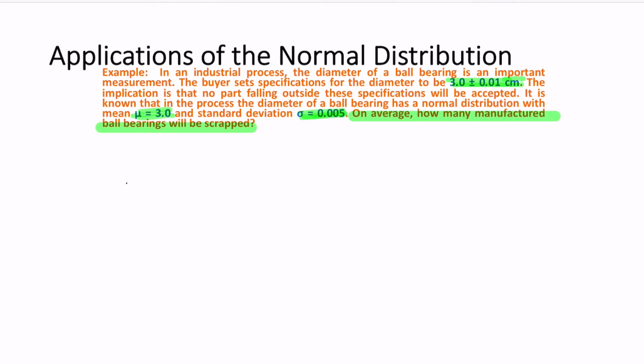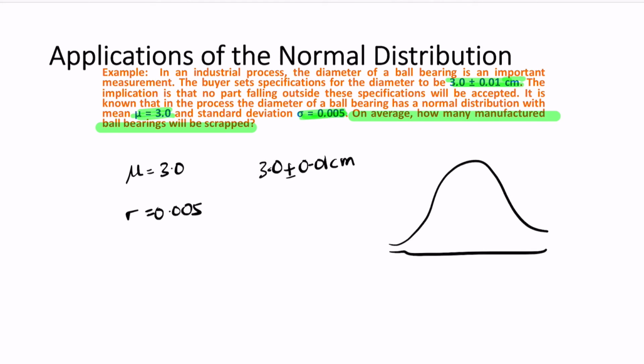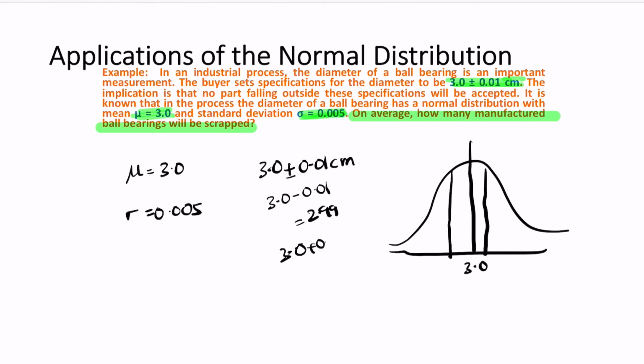So what is the data given? You have mu, which is 3.0, and sigma, which is 0.005. Now the bearing diameters that are given is 3.0 plus or minus 0.01 centimeters. So if you take the distribution table, if this is 3, so these are the two values. If you write it as 3.0 minus 0.01, that gives you 2.99, and 3.0 plus 0.01, that gives you 3.01 centimeters. So this is 2.99 and 3.01.